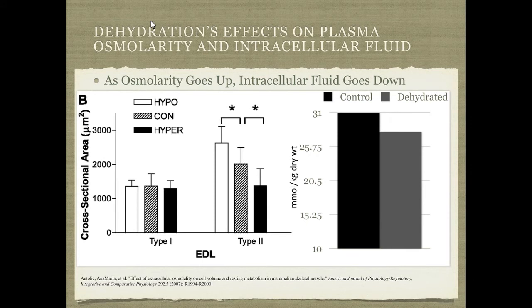In this study, what they looked at is type 1 and type 2 muscle fibers, their cross-sectional area. You have a hypohydrated state, a hypo-osmotic state. So in other words, the osmolarity is lower than normal. Then you have a control group. Then you have a hyperosmotic state, and that's the black. So the hypo is the white, the control is the striped, the black is the hyper. Notice that the cell size shrinks with increasing osmolarity. Again, the cell size shrinks with increasing osmolarity. This is the opposite of what you want when you're trying to grow.